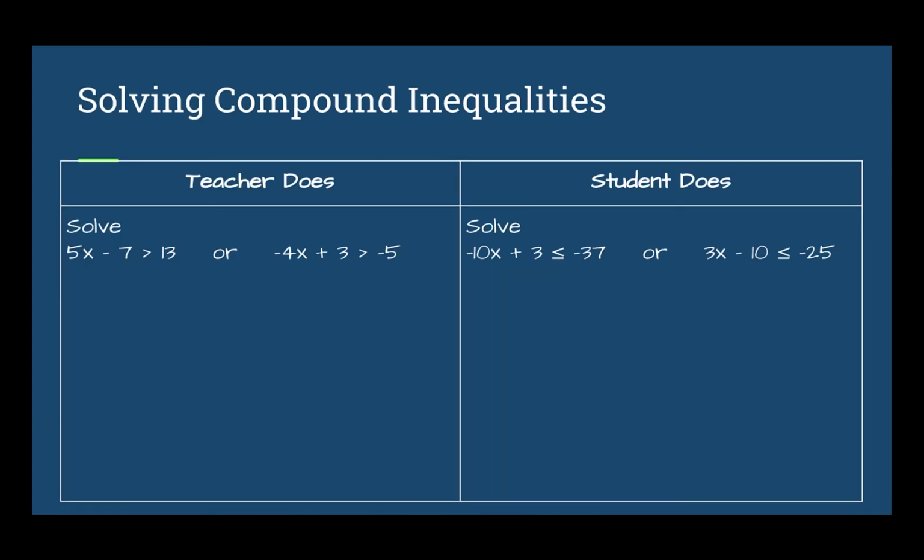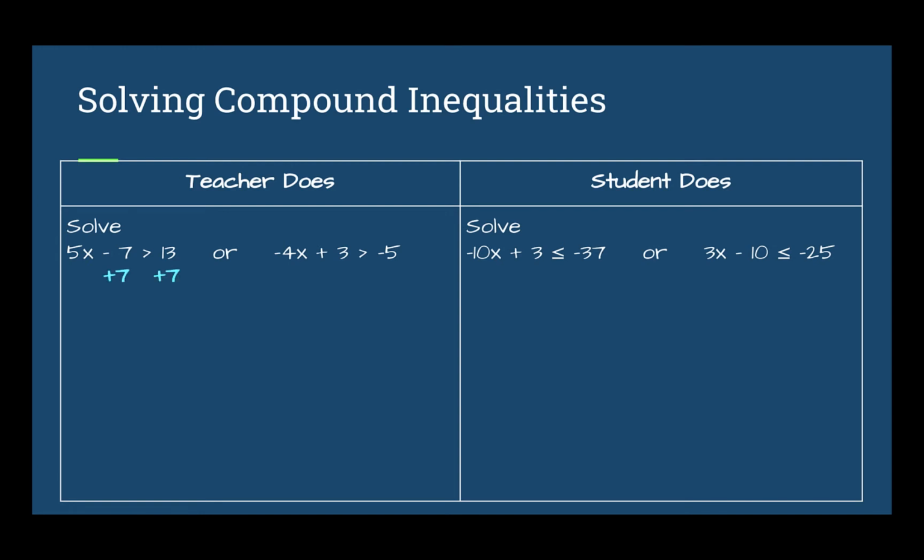When we're solving compound inequalities, all you're really doing is just solving two inequalities, and then in our graph, we graph them on the same number line. So, first example here, solve 5x minus 7 is greater than 13, or negative 4x plus 3 is greater than negative 5. This doesn't mean that you get to pick which one you want to choose. It means our answer has to be true for one of those or the other. So if we solve them both, we can figure out where our numbers can fall in.